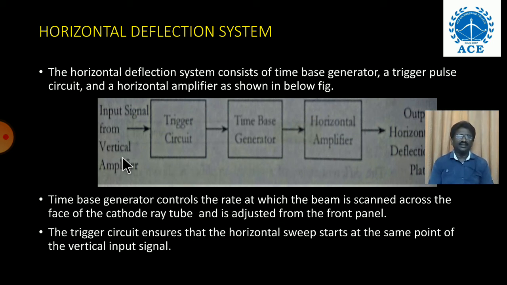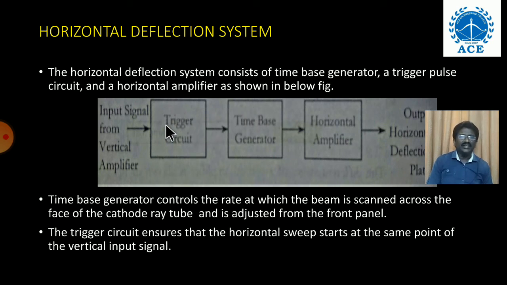Actually, in the block diagram of the CRO, we have the first stage as the vertical amplifier. After the delay, below you can observe the trigger circuit. So here the trigger circuit is one part of the horizontal deflection system. Second one, time base generator. For the trigger circuit you have to provide the input signal from the vertical amplifier, and then you have to provide the signal to the time base generator through the trigger circuit. With the help of the time base generator you can generate a signal in the form of a sawtooth.